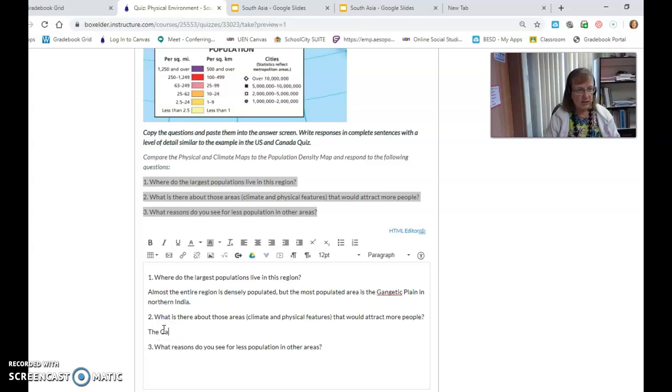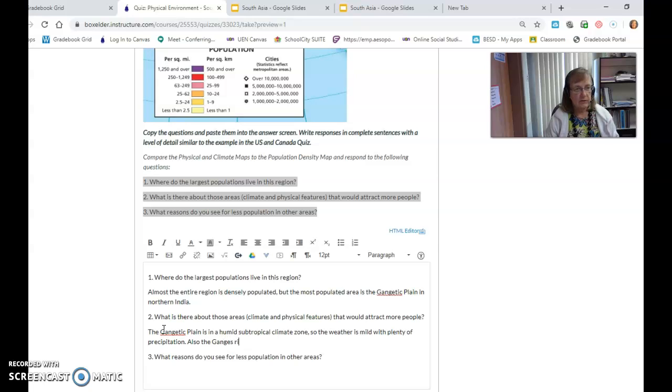So I would probably say, what is there about those areas? Okay, I would say the Gangetic Plain is in a humid subtropical climate zone. So the weather is mild with plenty of precipitation. Also, the Ganges River provides plenty of water for farming.